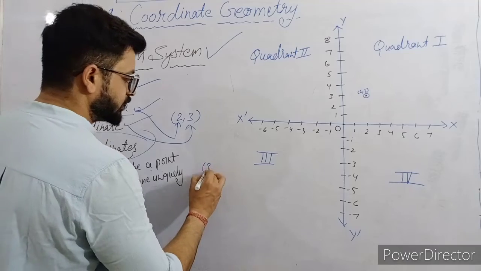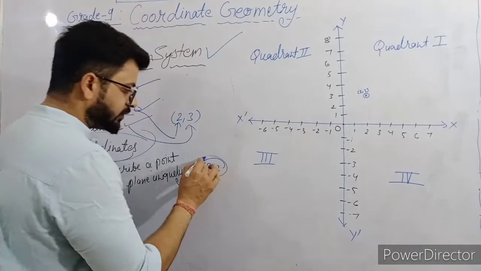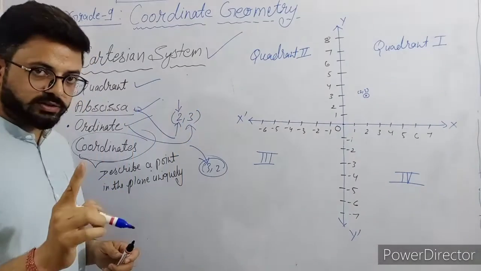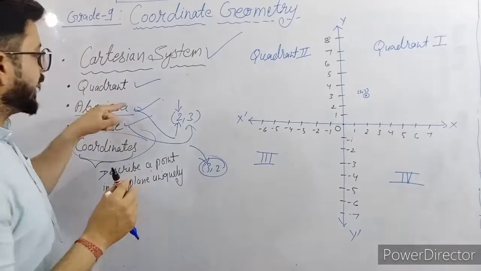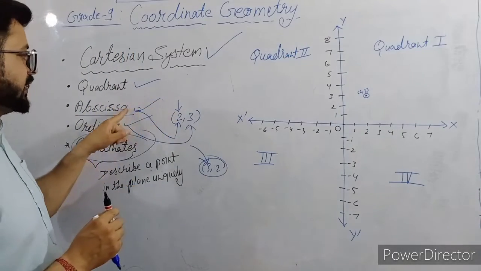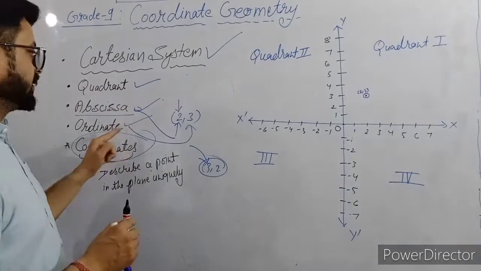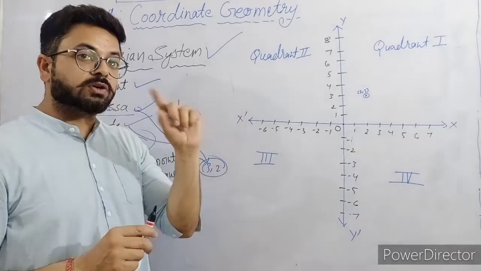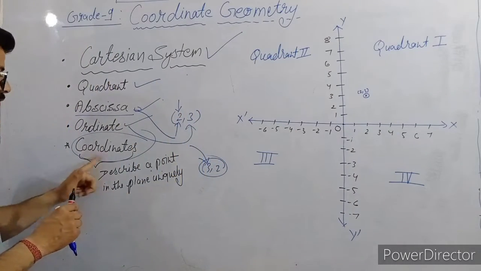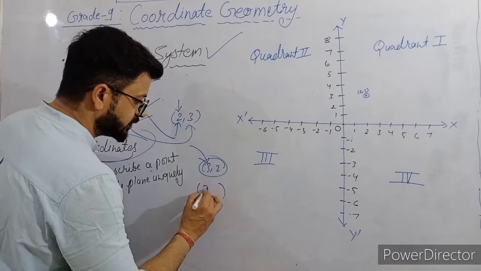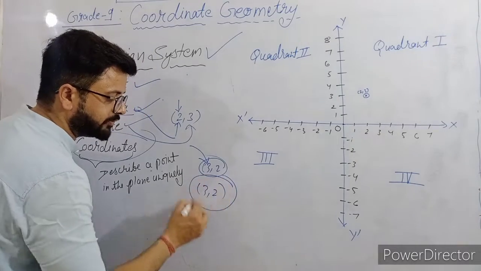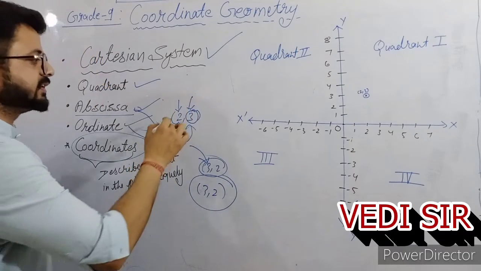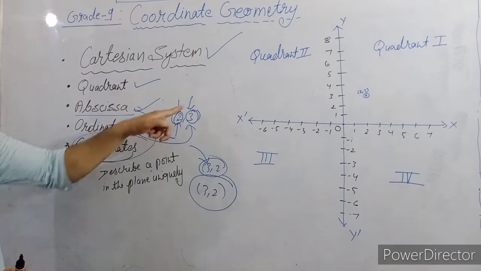Now suppose I want to draw 3, 2. Here the first part we are calling the x coordinate or abscissa. The second part we are calling the y coordinate or ordinate. Why coordinate and ordinate? The word coordinate is for the whole thing combined with the bracket, 3 comma 2. This complete part we are calling coordinate. But this single part is the abscissa, and this single part is the ordinate, or we can say x coordinate or y coordinate.